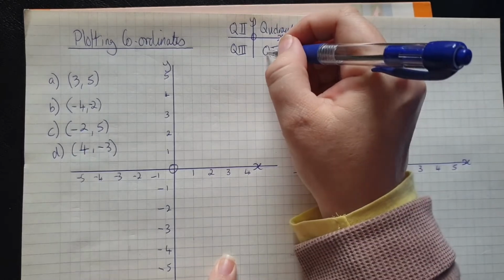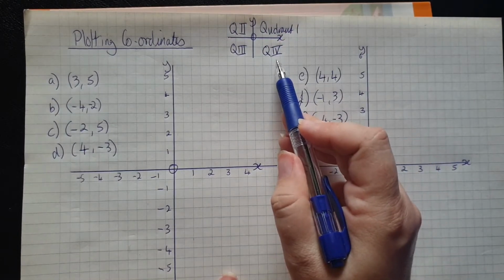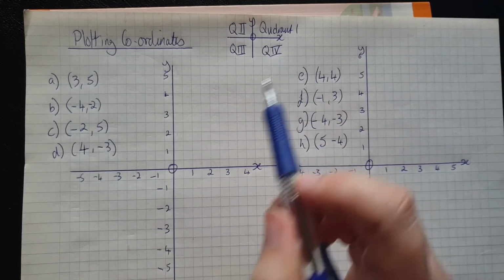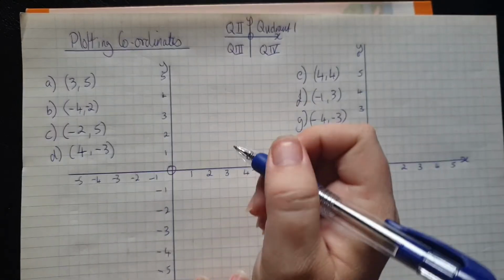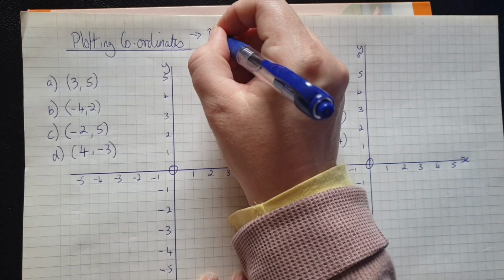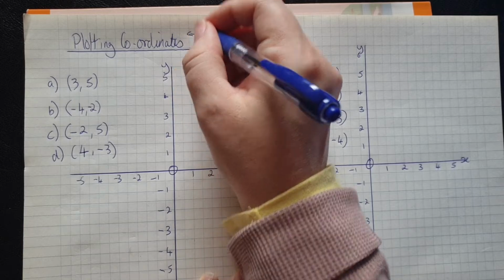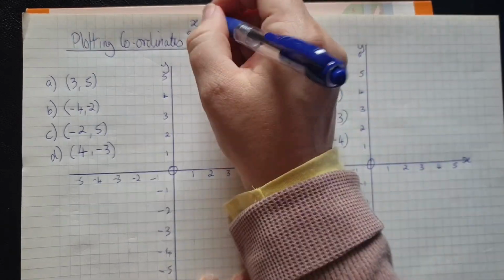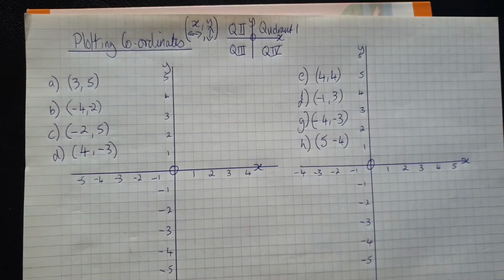Oh, I forgot to put the stop on the Q. And where the x is positive and the y is negative is quadrant 4. And we'll have a look at this in a little bit more depth later on. So, how do we plot the points? As always, it is along the corridor and then up or down the stairs. Where the first part is your x coordinate, the second is your y coordinate.